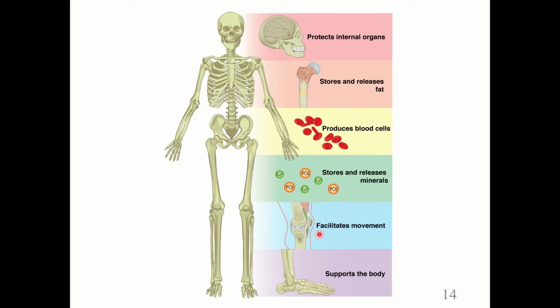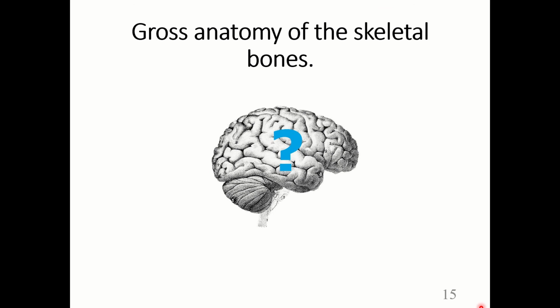Storage and release of minerals such as calcium and phosphate. Facilitates movement, such as in the joints, and supports the body, forming that framework. Time to look at the anatomy of the skeleton. We'll start with the gross anatomy of the skeletal bones.